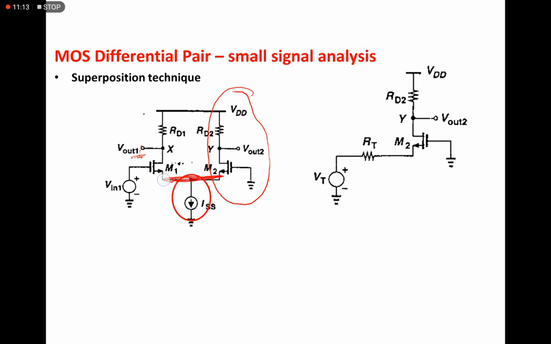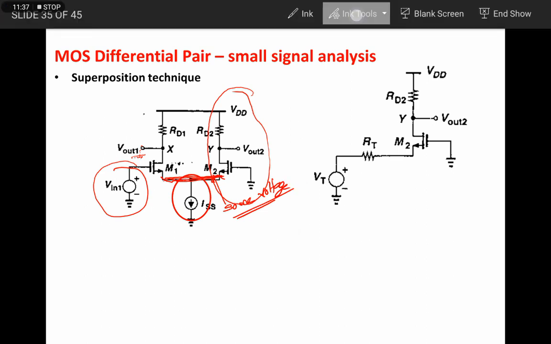This is connected directly. Due to this Vin, some voltage will be here. That voltage we can evaluate by using the Thevenin equivalent circuit. Or I am deleting all these things.